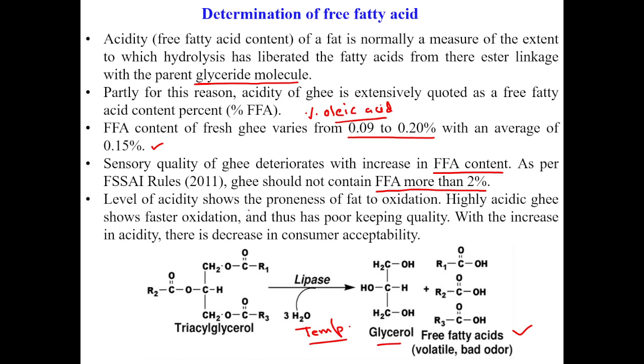Now the level of acidity shows the susceptibility of fat to oxidation. Once the free fatty acids are produced, they are prone to oxidation. So free fatty acids majorly indicate hydrolytic rancidity, but also oxidative rancidity. Highly acidic ghee shows faster oxidation and has poor keeping quality. With increase in acidity, there is decrease in consumer acceptability, because the sensory quality is affected. Again, the reaction happening here is hydrolytic rancidity, where lipase acts on triglyceride in the presence of moisture or temperature, and we have glycerol and free fatty acid formation.